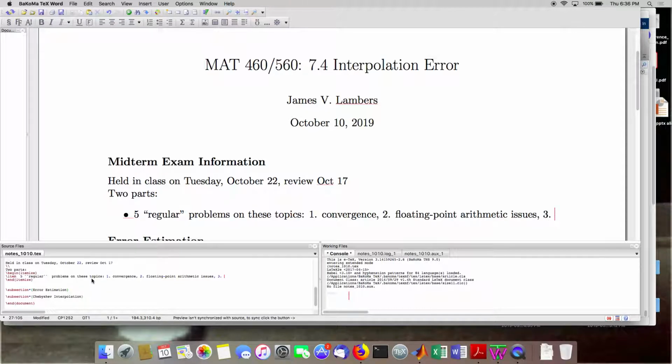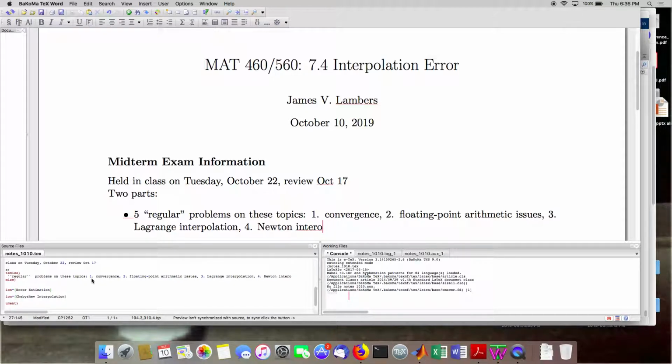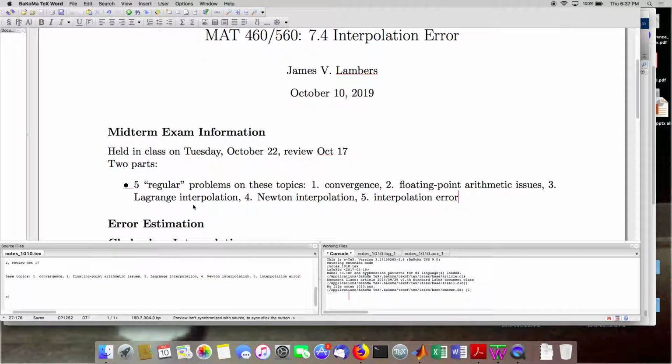The next one gets into Lagrange interpolation: given data, find the interpolating polynomial, because it's unique, using Lagrange form. Then Newton interpolation, which I just covered last time on Tuesday: finding the interpolating polynomial in Newton form by completing a divided difference table. And finally, a topic that I'm covering today, interpolation error: if you have a function and a given degree of interpolating polynomial, estimate the error in that polynomial and give an idea of how large that error can be. Okay, that's it for that part.